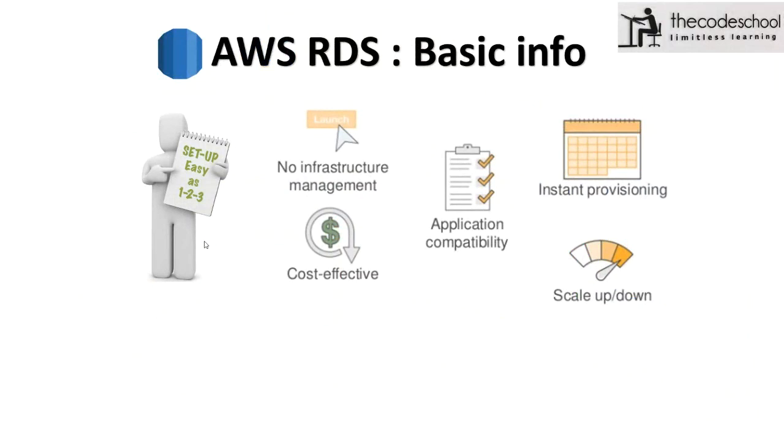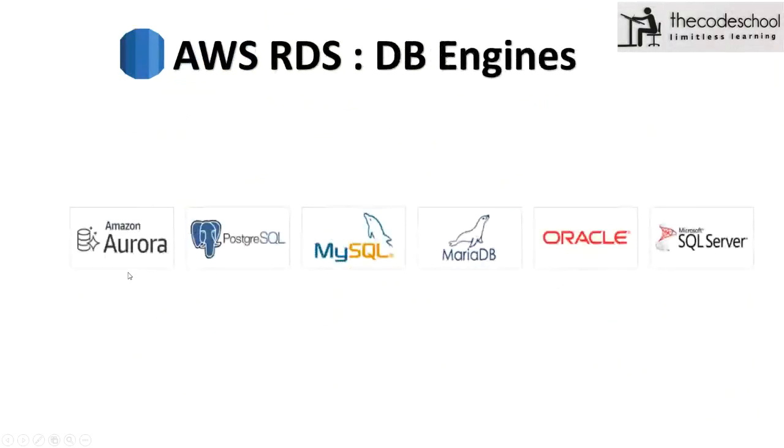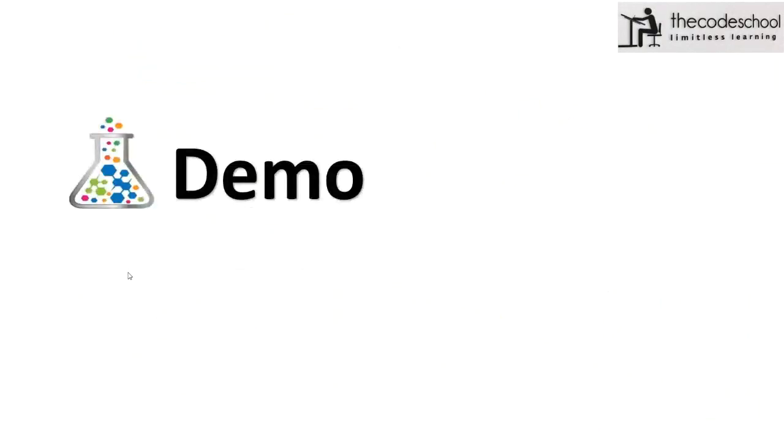Encryption options are provided for data at rest and also data in transit. Automatic and manual backups are supported. It also supports MySQL database, PostgreSQL, Amazon Aurora, MariaDB, Oracle DB, and MS SQL Server. So these are the 6 DB engines of the DBMS packages which are supported as of today by AWS RDS. So why wait?